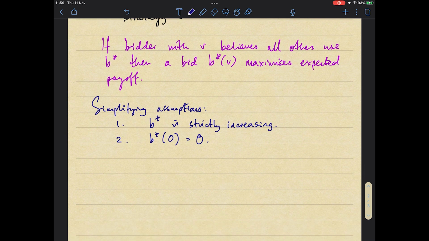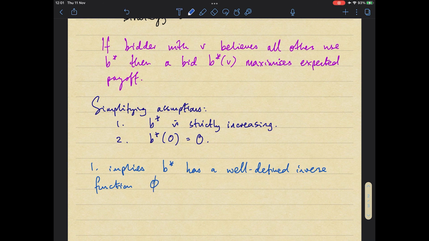Now, this first assumption, the fact that it's a strictly increasing function, turns out to have an important implication mathematically. Strictly increasing functions, you can invert them. Okay, there's a well-defined inverse function. So because of assumption 1, B star has a well-defined inverse function. And we're going to work with this. It turns out to be really useful to work with this inverse function. Let's call this function phi, which is B star to the minus 1.